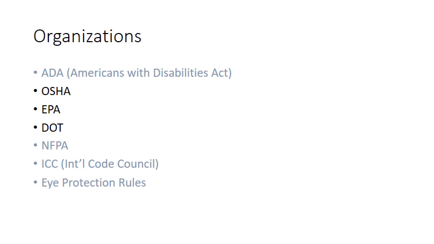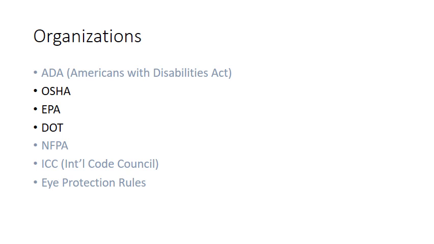Now, the organizations these days are more complicated than they were 20 or 30 years ago. The biggest thing in the last 20 years has been the Americans with Disabilities Act. However, it does not have any regulatory authority behind it. The three big national organizations are the Occupational Safety and Health Administration, the Environmental Protection Agency, and the Department of Transportation. They are federal government regulatory agencies and can impose fines and require things to be done.